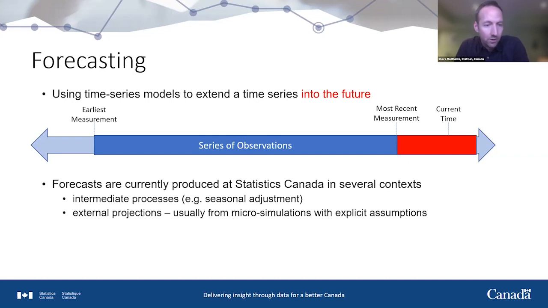There are some external projections, mostly in terms of demographics, and those are usually produced based on not necessarily a model, but a microsimulation where you model the population and introduce some effects that you can then aggregate from your modeled population to do scenario analysis: what would happen if this were the effect, what would happen if that were the effect. And those assumptions are very explicitly spelled out.